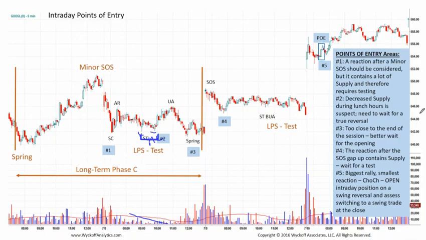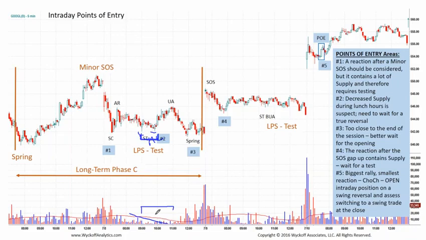Can anyone see that? Okay, so Karen is saying time of the day. What about the time of the day, Karen? That it's between 9 and 11. Yeah, 9 and 11, so it's kind of like a lunchtime. Yeah, I like the comment about the tight spread as well.